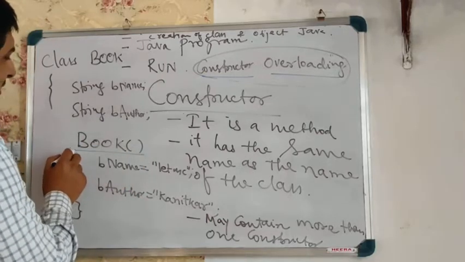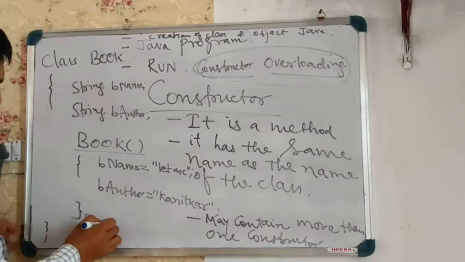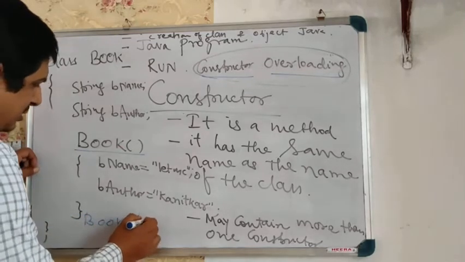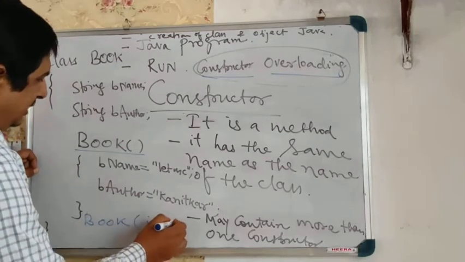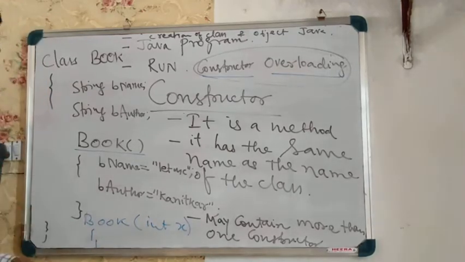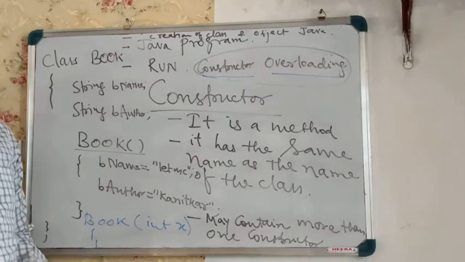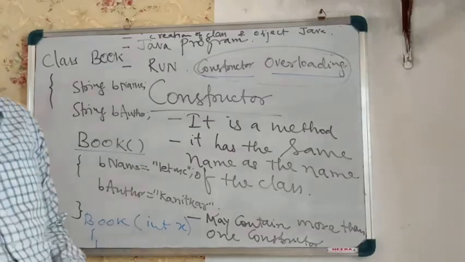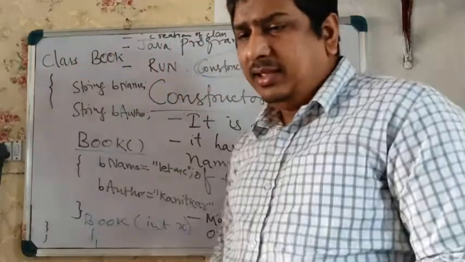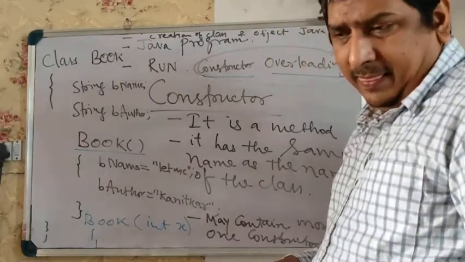So here, see, there is one constructor. We may add another constructor, Book with an int argument. We may write something. So a class can have more than one constructor. Okay, is that clear? Up to this is clear.